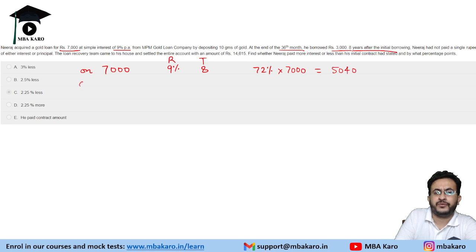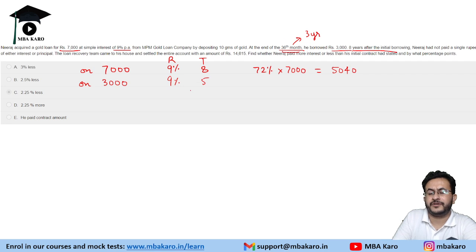Now he borrows 3,000 rupees more, the rate is the same, and he borrows after 3 years, that is 36 months. After 3 years he borrows, so the time period is 5 years. So 45% of 3,000 he needs to pay as interest, that is 1350. So the total interest to be paid is 6390.